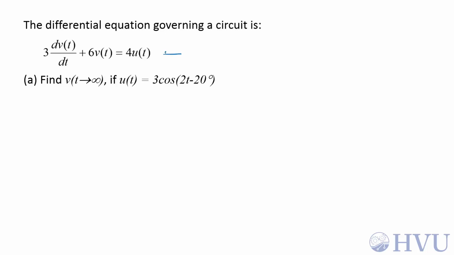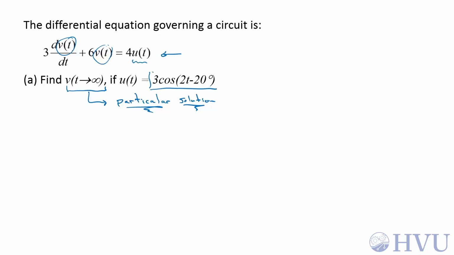We're given the differential equation governing a circuit. The input is u of t and the output is this parameter v of t. We want to find v of t as t goes to infinity. That means that we're looking for the particular solution. So the solution is going to have the same form as the forcing function.